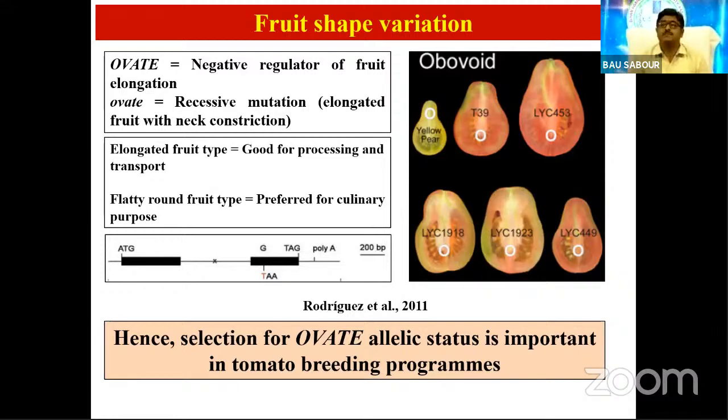You can see that they are basically elongated type fruits. Hence, the selection of ovate allelic status is very important in tomato breeding programs, because as I have mentioned, this crop faces price fluctuation. So naturally we have to breed varieties which are really good for processing. This ovate allele is going to be a very good allele that we can introgress in our lines to have fruits that can have good processing attributes.